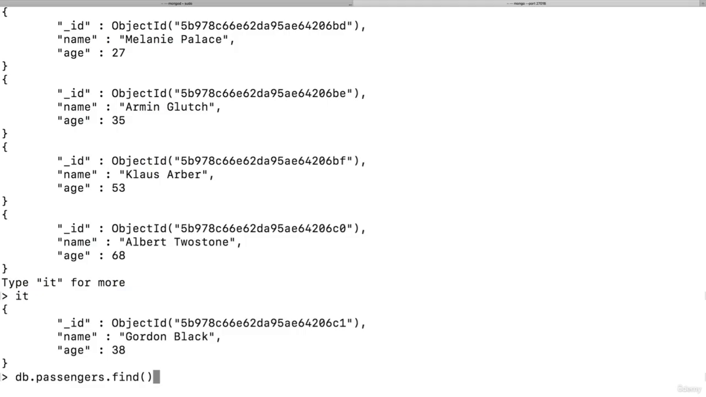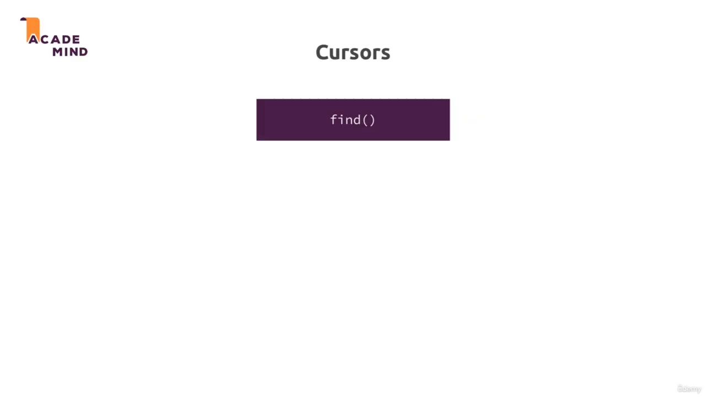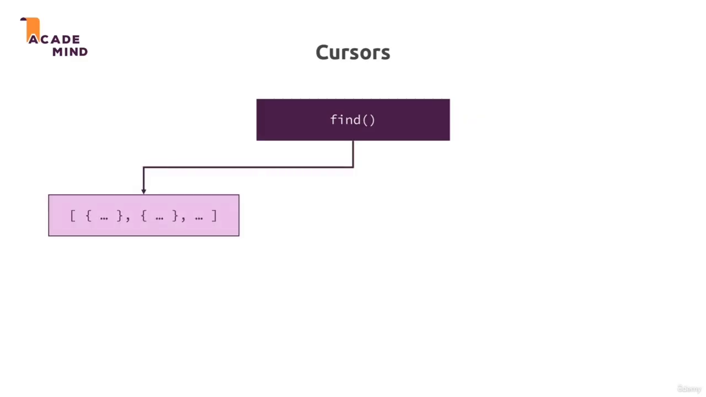Previously, it looked like find always gives us back all the data, but actually it gives us a so-called cursor object. Now what is that? Find does not give us an array of all the documents in a collection. And that makes a lot of sense because that collection could be very big.